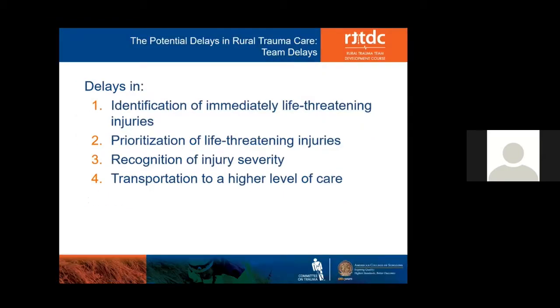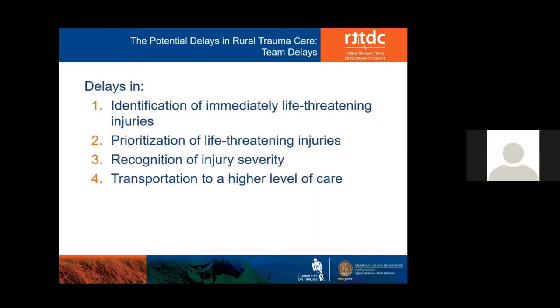And then when they get to the trauma center or the rural trauma hospital or the critical access hospital, there's delays in identification of immediately life-threatening injuries, not because of the quality of the physicians and nursing care at the hospital, but just simply because they don't do it as often as the trauma center. So it takes them a little bit longer to get down the algorithm. And because when patients come in with multiple injuries, prioritization of those injuries is more difficult if you don't do them on a regular basis.